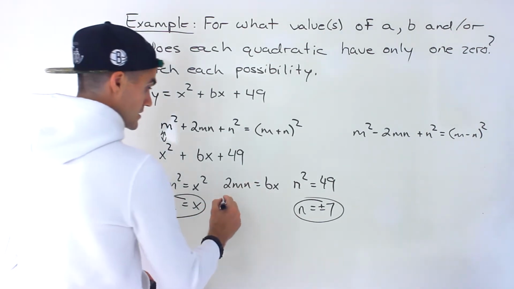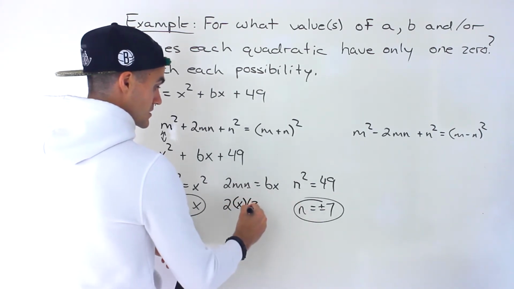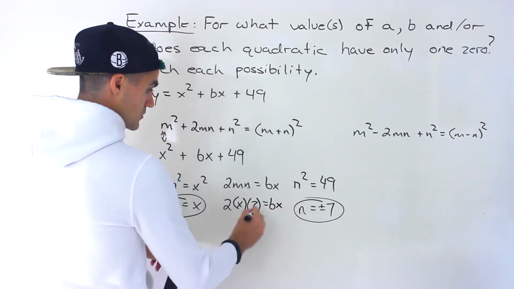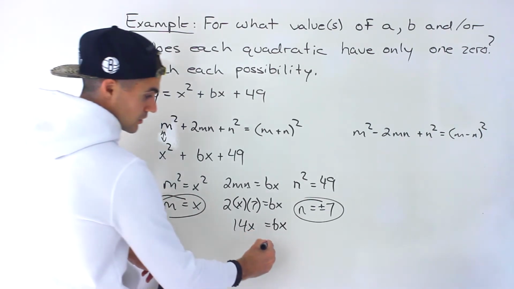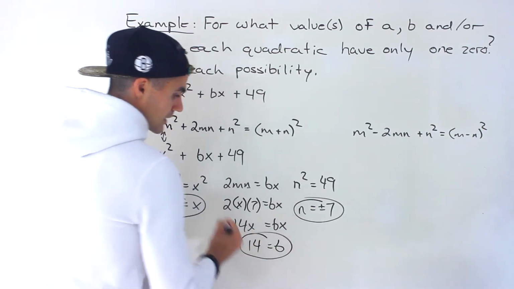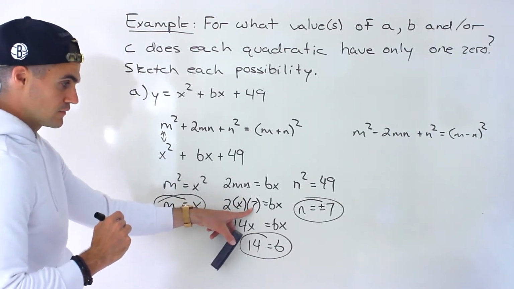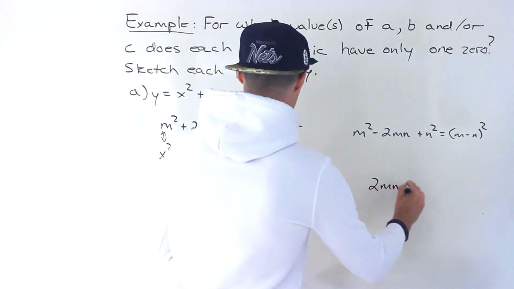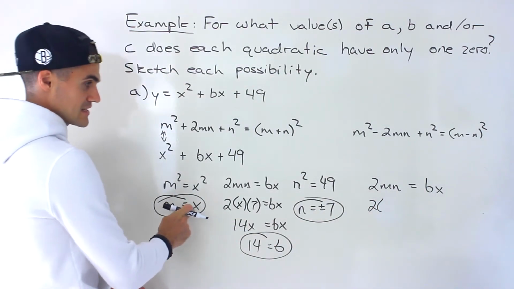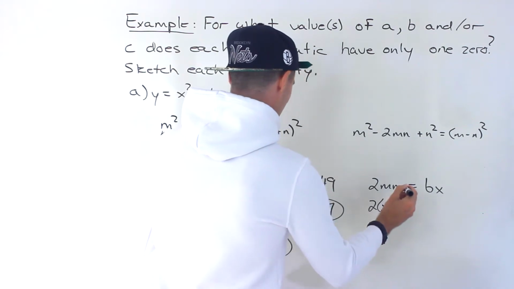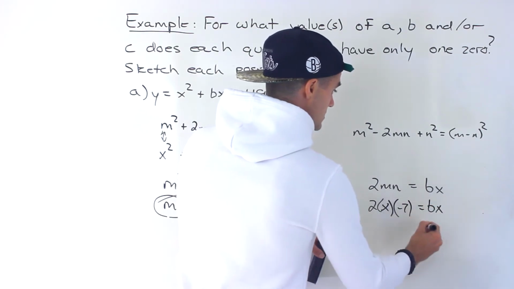So again, there's going to be two cases. So the first case is going to be 2 times that m value of x times that n value of positive 7. That's going to be bx. So notice here we'll have 14x equals bx. So it's obvious to tell here that b is either 14, or if we let this be negative 7, so let's rewrite this, 2mn is equal to bx, so we'll have 2 times the m is the x, and then we'll have an n value of negative 7, that's the other case.